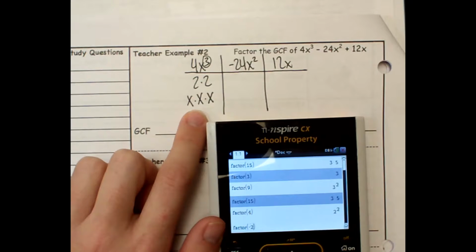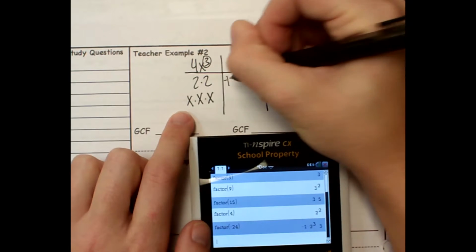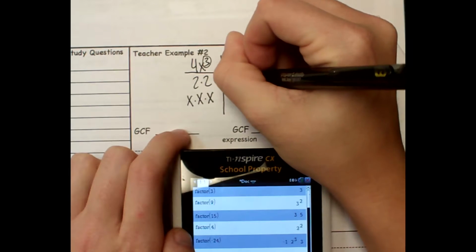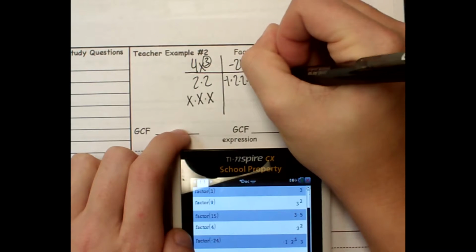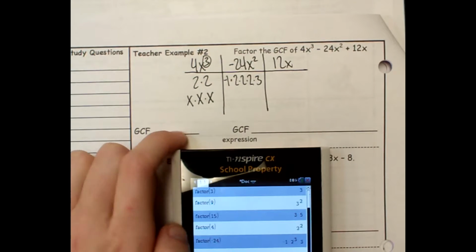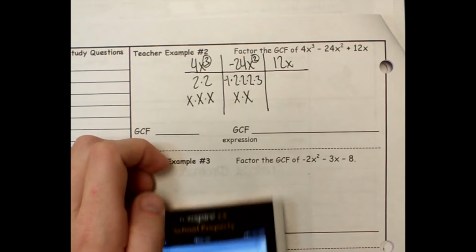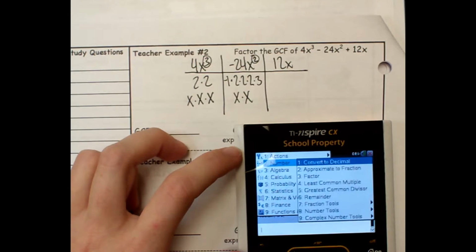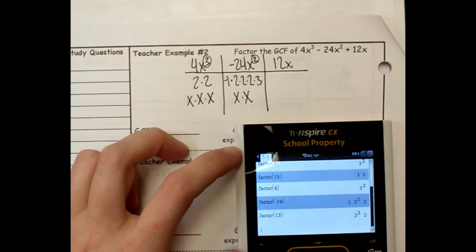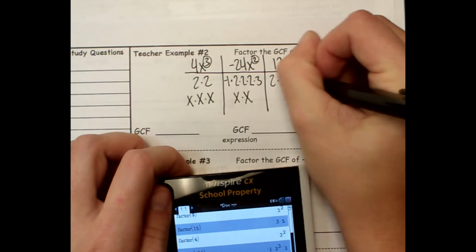Type in negative 24. You get negative 1 times 2 to the third, so that means we have 3 2's: 1, 2, 3, and then times 3. We have an x squared, so that means we have 2 x's. And then we need to factor the 12. So menu 2, 3, we type in 12. We get 2 squared times 3, so we have 2 2's and a 3.